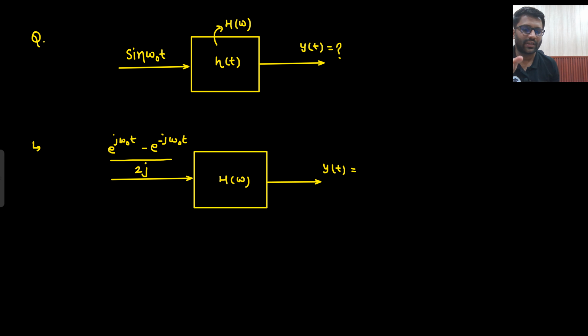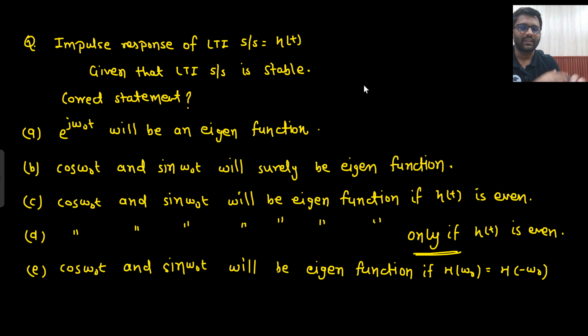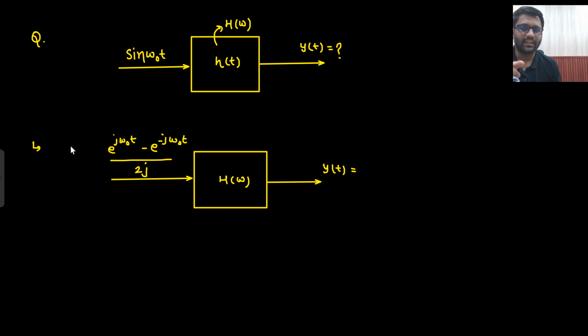So the same goes for sinusoid as well, but here I have written one thing, that e to the power j omega naught t will surely be an eigen function. Impulse response of an LTI system is h of t. Given that the LTI system is stable, which is the correct statement, that e to the power j omega naught t will surely be an eigen function? Yes. Cos omega naught t and sin omega naught t. The same goes for sin omega naught t as well. Here also we can do the same analysis for sin omega naught t.